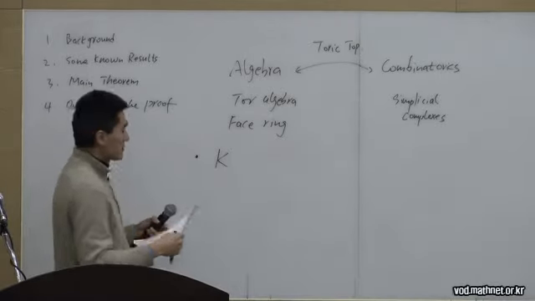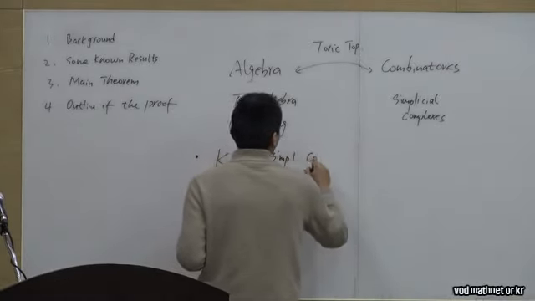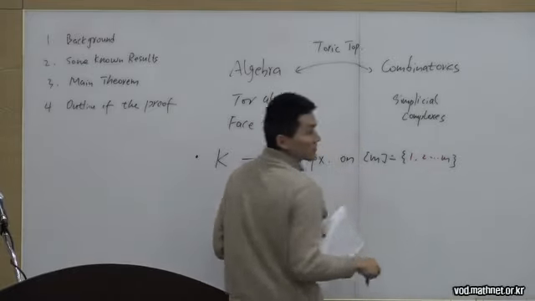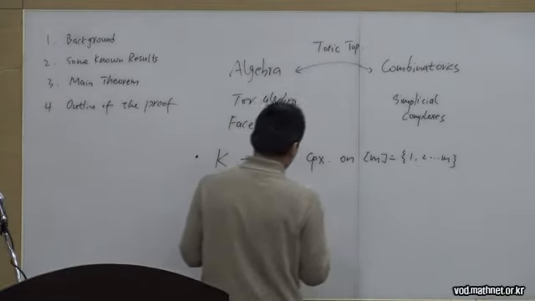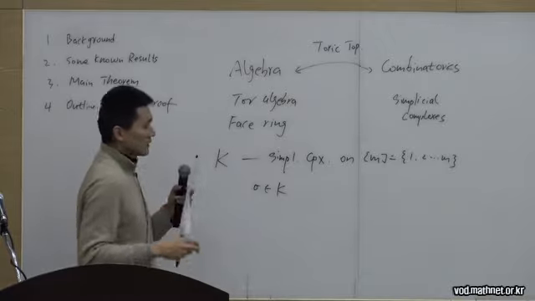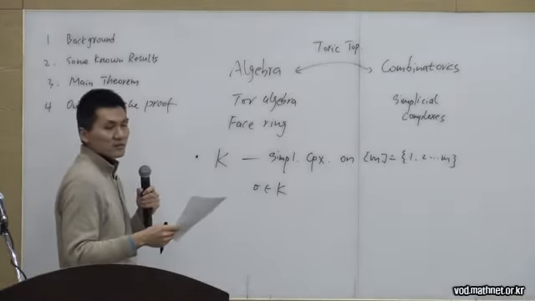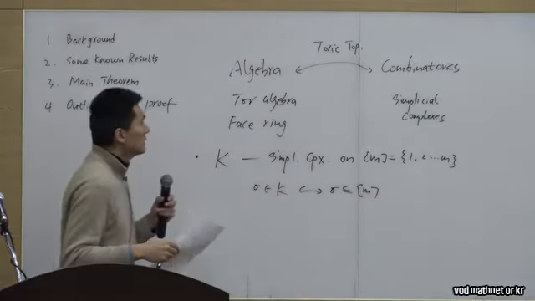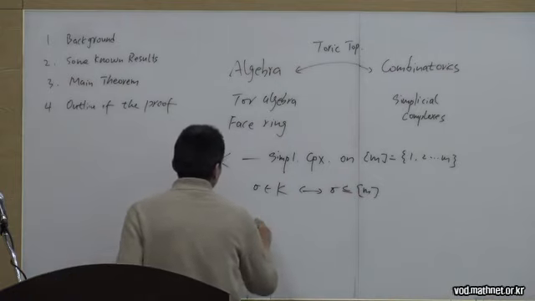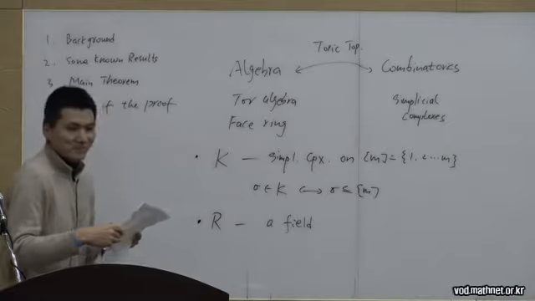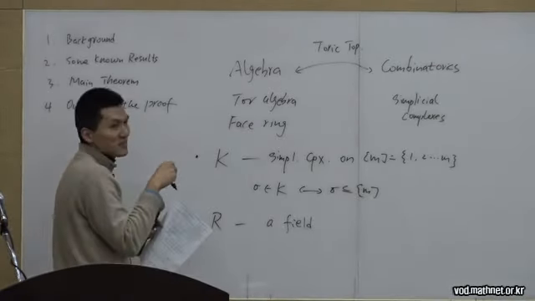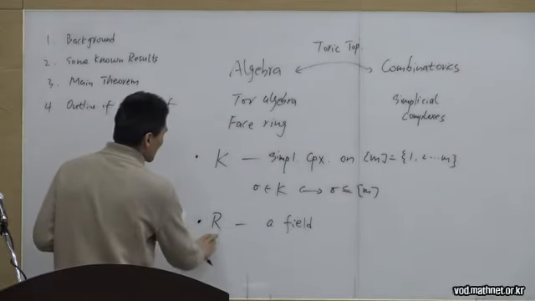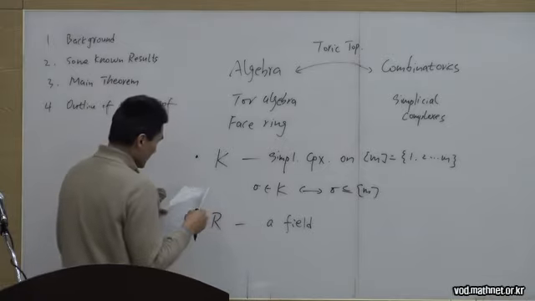So in my talk, I let K be a simplicial complex on a set of vertices. I use [m], where m is a positive integer, to represent the set of vertices, and I use sigma or tau to represent a simplex in K, which we consider as a subset of [m]. And I use R to represent a field. In many papers and books, people use the bold K to represent the field. But on the blackboard, I think bold K is a little bit confusing sometimes. So I use R to represent a field. So R is not only a ring, it's a field.